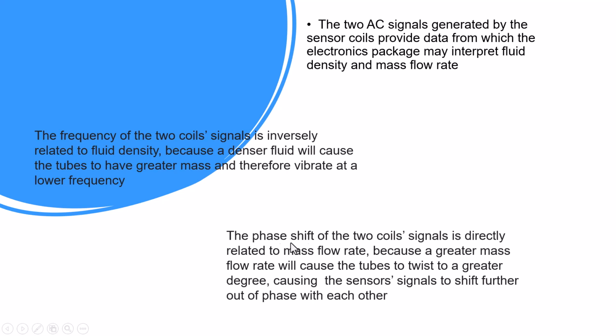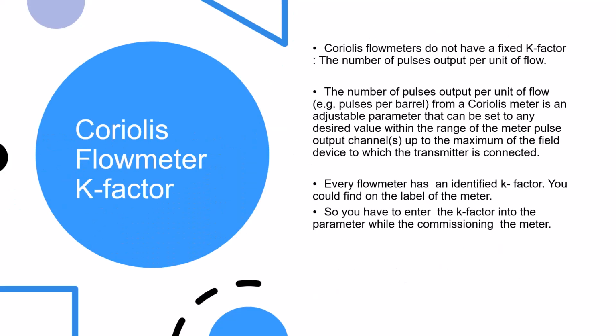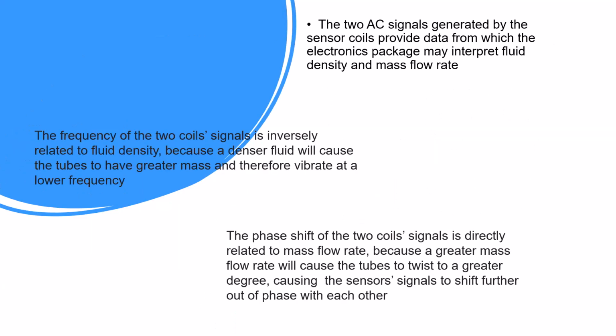The phase shift of the two sensor signals is directly related to mass flow rate, because a greater mass flow rate will cause the tube to twist to a greater degree, causing the sensor signals to shift out of phase with each other. If the mass flow is too great, the twist is a greater degree. So frequency and phase shift are the two important parameters.